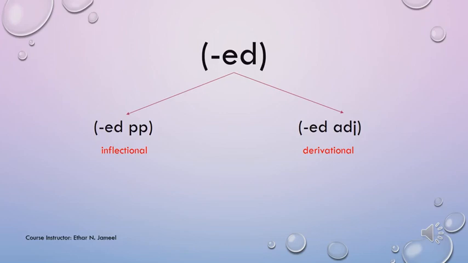In this lecture, we are going to talk about the third example of suffixal homophones, which is the -ed. -Ed has two suffixal homophones. It has two suffixes with the same pronunciation but different meaning. The first one is -ed past participle, which is inflectional, and the second one is -ed adjectival, which is derivational.